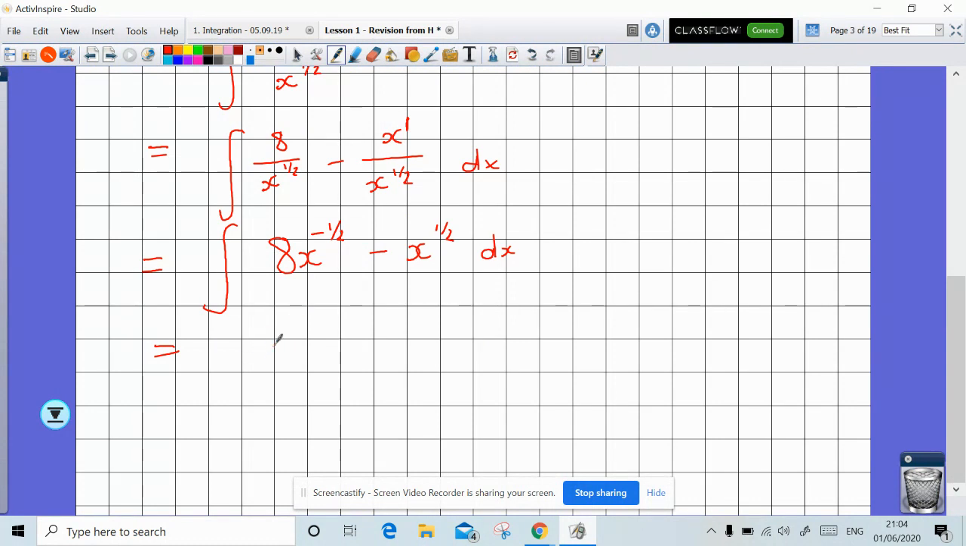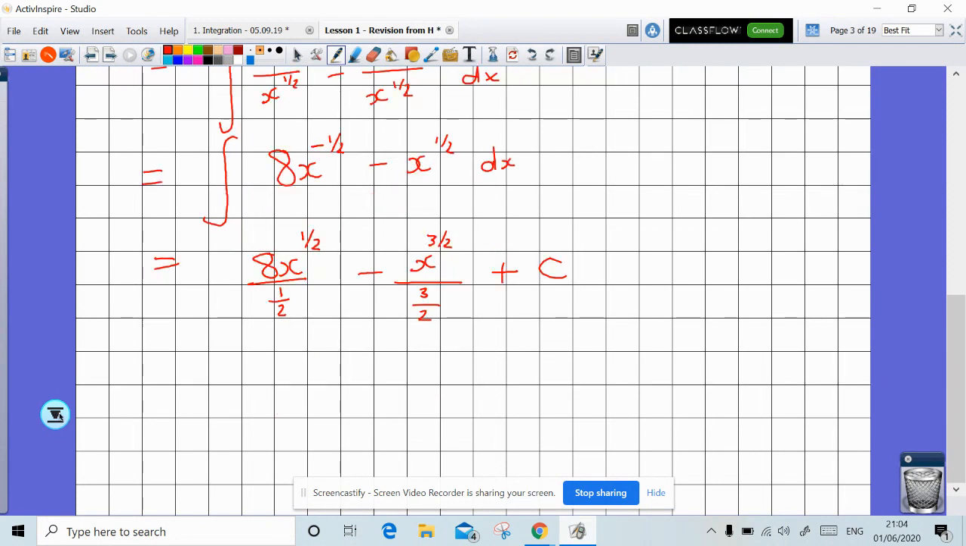We're just going to do the same: increase the power, divide by the new power. If you increase negative a half by 1, that just gives you a half, and we're dividing by a half. Same with this part here. If you add 1 to the power, you're going to get 3 over 2, and you're dividing by 3 over 2. And please don't forget about your plus C, otherwise you will not get the mark.